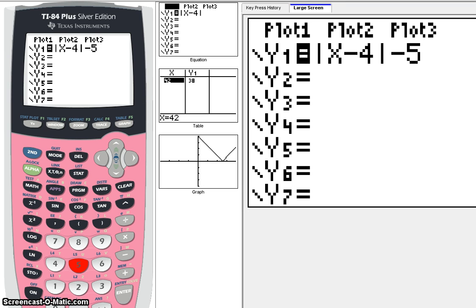Now, the problem was y is less than, so I need to arrow all the way back to the left, and I need to pick the appropriate symbol in this far left blinking spot. When I press enter, it changes it to a thicker line. When I press enter again, it gives me the top half of a little square. The top half is greater than. I wanted less than. I hit enter again, and it gives me the bottom half of the square, which is y is less than the absolute value of x minus 4 minus 5.